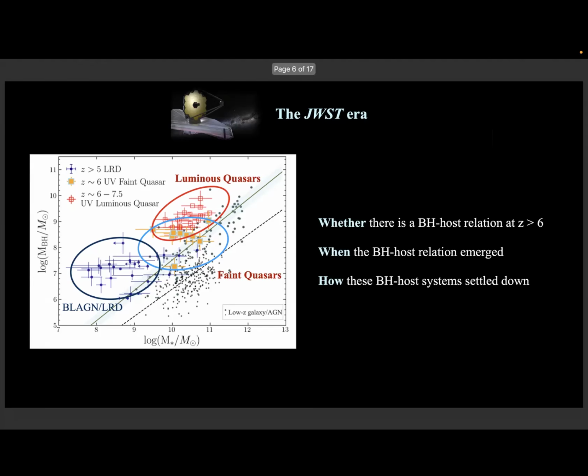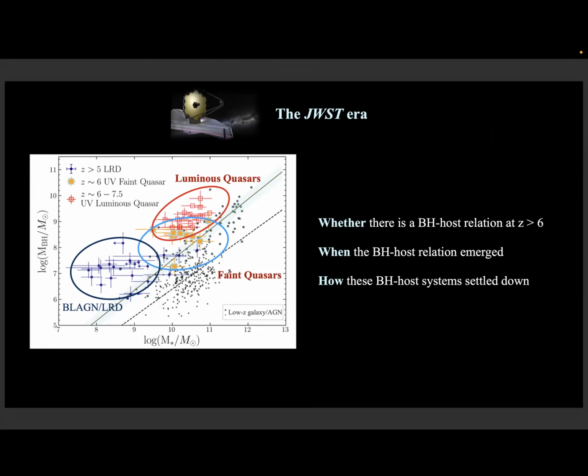And now the question is whether there is a black hole host relation at redshift 6, when the black hole host relation appears for the first time, and how this black hole host system actually settles down. If some of them are just on the way to settling, then how do they settle down? So this is what we can get from JWST observations.